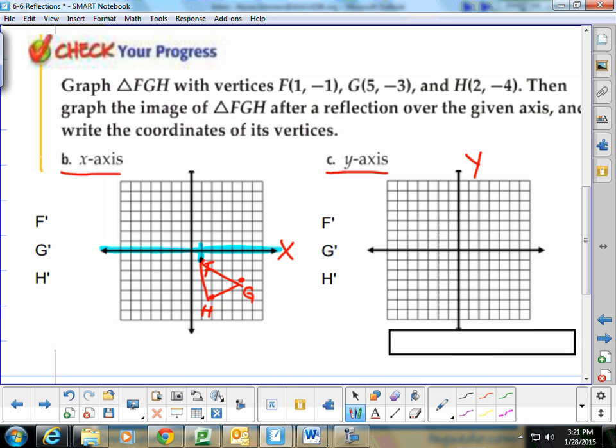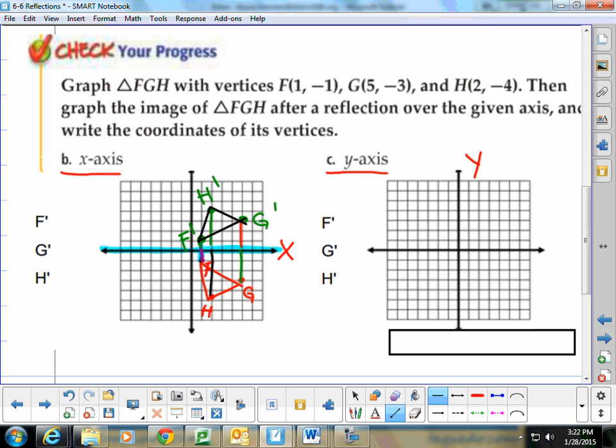Oh my goodness, my markers are not working. F is again 1 unit away, so we're going to make it go 1 unit the other direction and make this F prime. G is 3 units away, so we're going to make it 3 units away the other way for G prime. H is 4 units away, so we're going to make it 4 units away over the line of reflection for H prime. Then we're going to connect our lines.